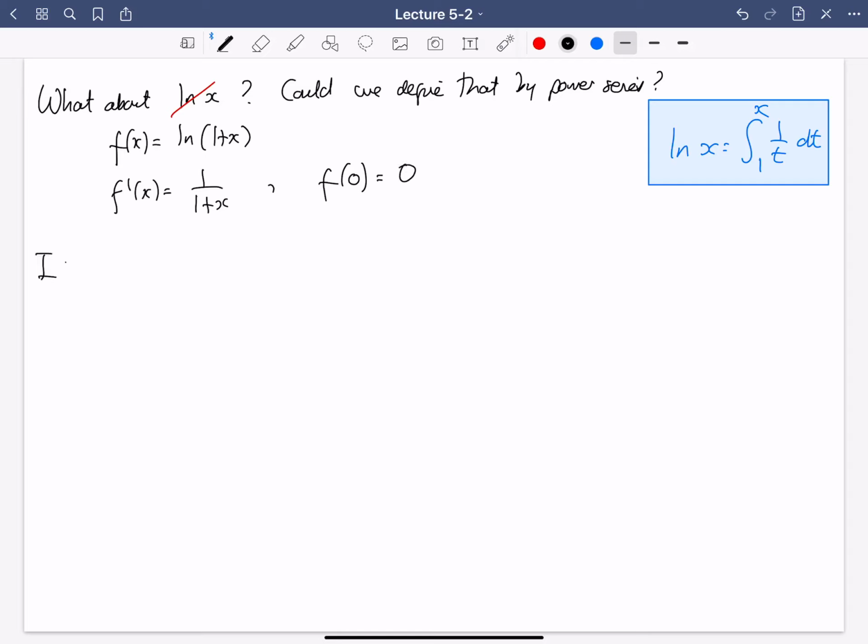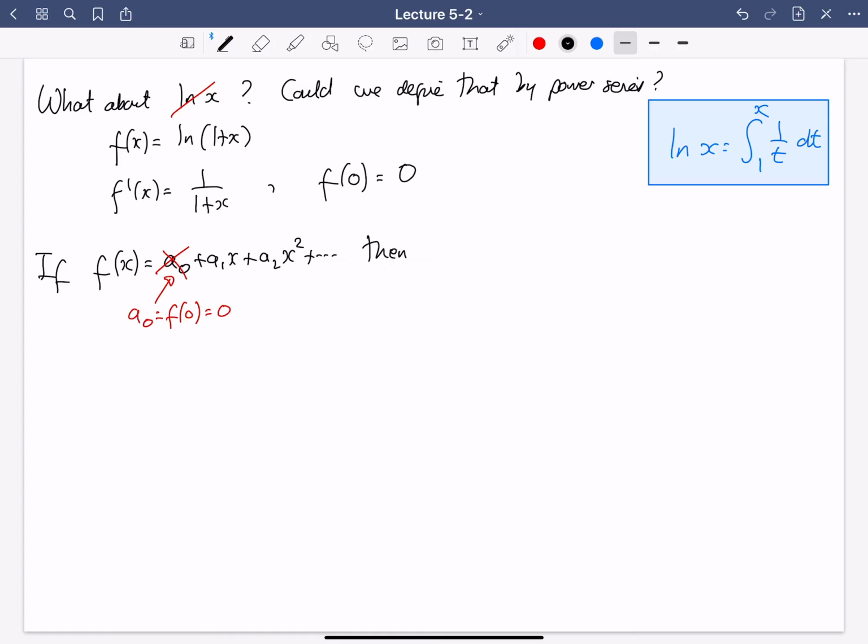Okay, so now let's think. Could we define this by a power series? So if this was a power series, well, a0 would be f of 0, which would be 0, right? So there's no constant term. It starts with the x term.